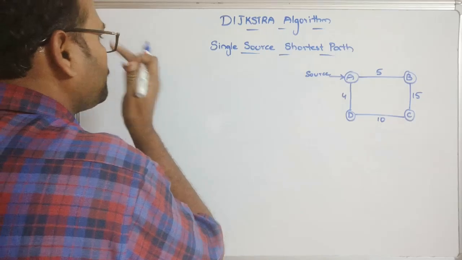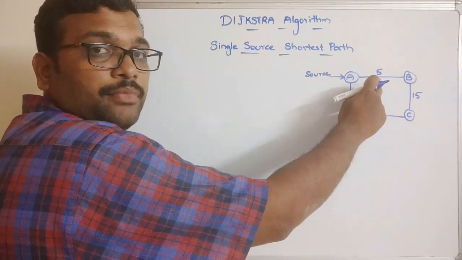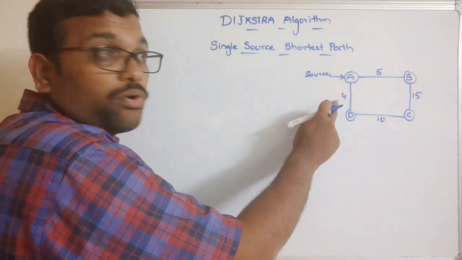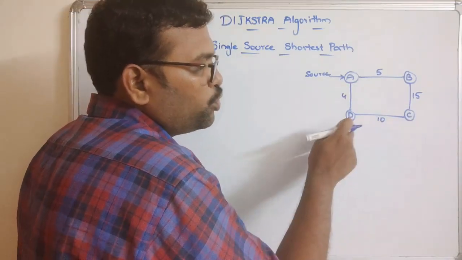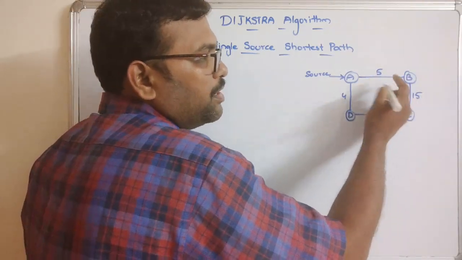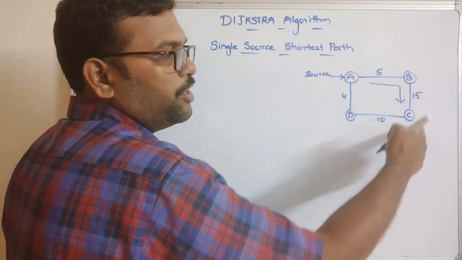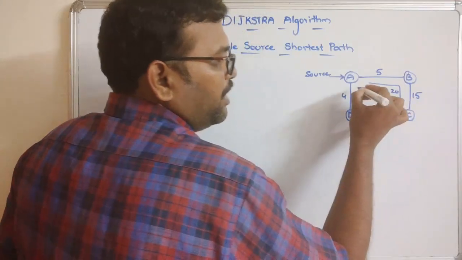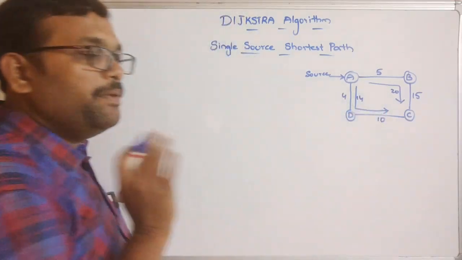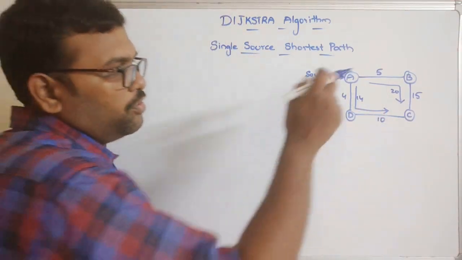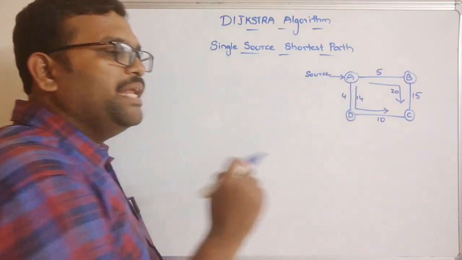Okay. See, usually A to B there is only one edge, that is a 5, and A to D there is only one edge, it's 4. What about A to C? So A to C can be done through D or through B. If A to C from B, the cost will be 5 plus 15, total 20. And if you use this path, that means through D, it will be 14. So which will be the minimal shortest path? So in order to reach C, A can travel through D, which gives the minimal cost.